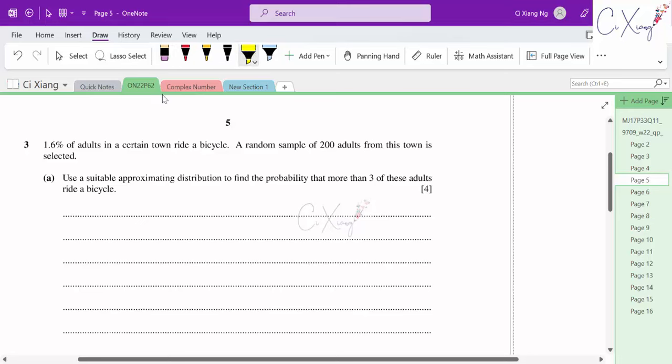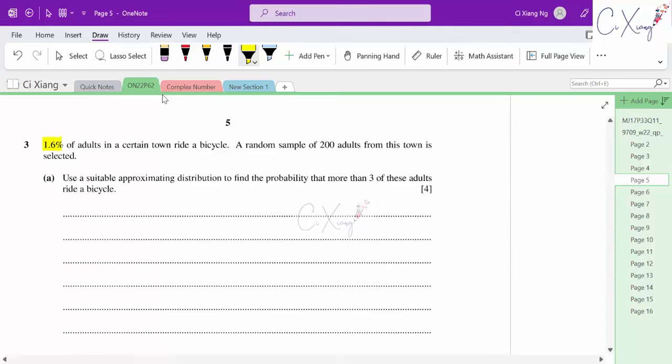Okay, so question number 3. We have 1.6% of adults in a certain town who ride a bicycle, and a random sample of 200 adults from this town is selected. They want us to use a suitable approximating distribution. This is a keyword, suitable approximating distribution, to find the probability that more than 3 of these adults ride a bicycle. From here, we have a percentage with a large sample. Basically, we should know that the original distribution should be the binomial distribution, with n equal to 200 and p equal to 0.016.